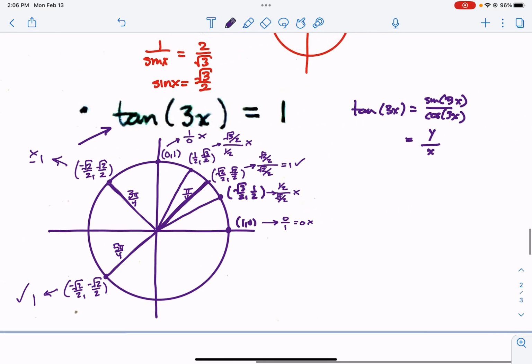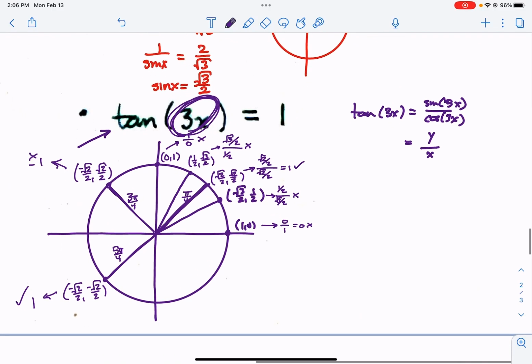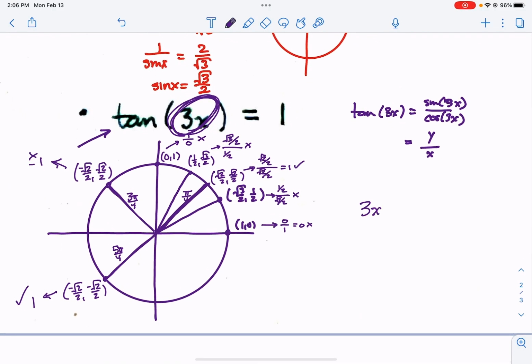So it looks like, and these are not final solutions, right? These are the angles that are involved in the solutions. But remember, because we have this 3x, we need to account for that. So just like we did over in this problem, you need to set the input of tangent, which is the 3x, equal to those two critical angles, right? Pi over 4 and 5 pi over 4.